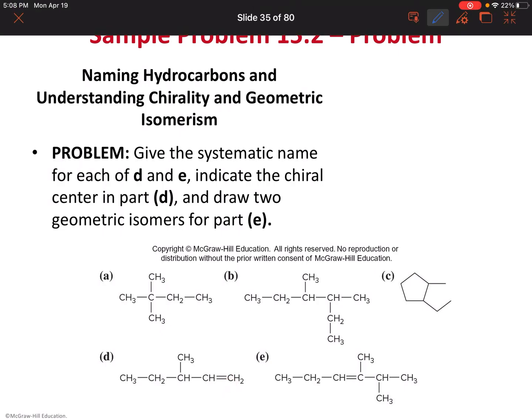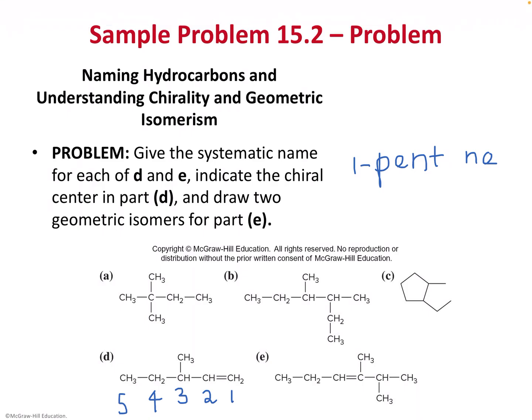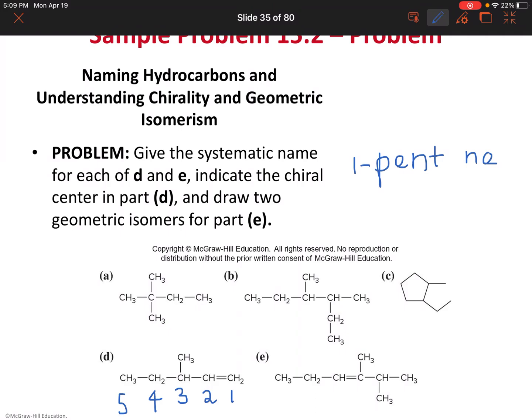try to number it from this side. 1, 2, 3, 4, 5. There are 5 carbons, so 5 carbons is pent. And since it's an alkene, we have to say pentene, not pentane. And we have to say where the double bond is. It's in the first carbon, so we make it 1-pentene. I made a little mistake, so this has to be pentene, not pentane, pentene in the first carbon.